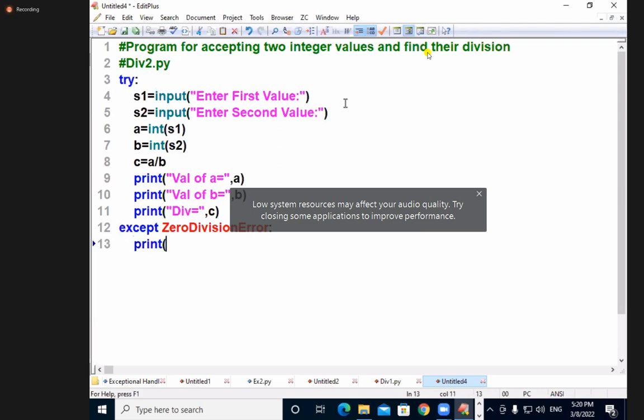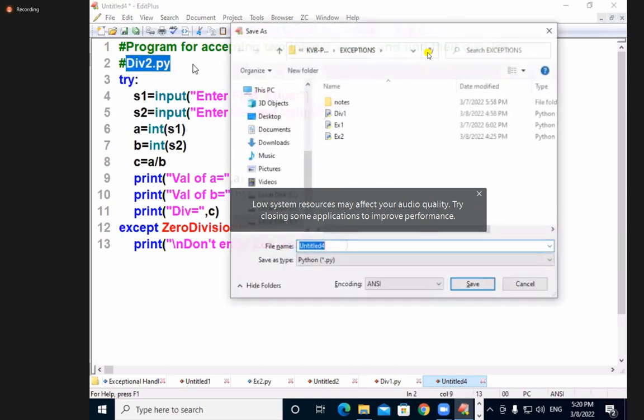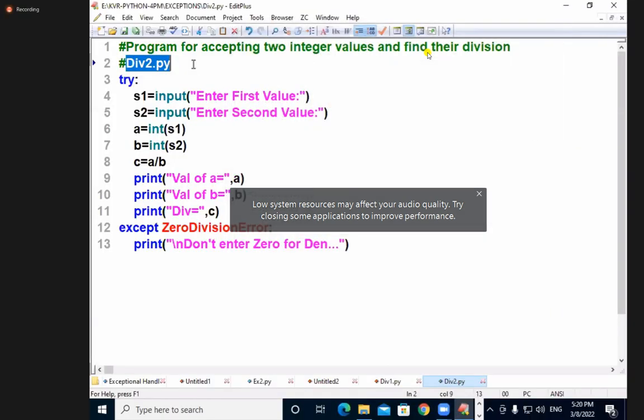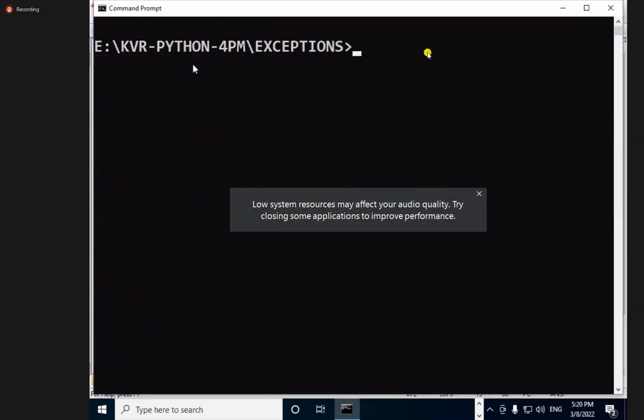Print, come on students, "Don't enter 0 for denominator." What is this line? User friendly? Very good. Start. Enter. Okay. Start here. Students, be careful.